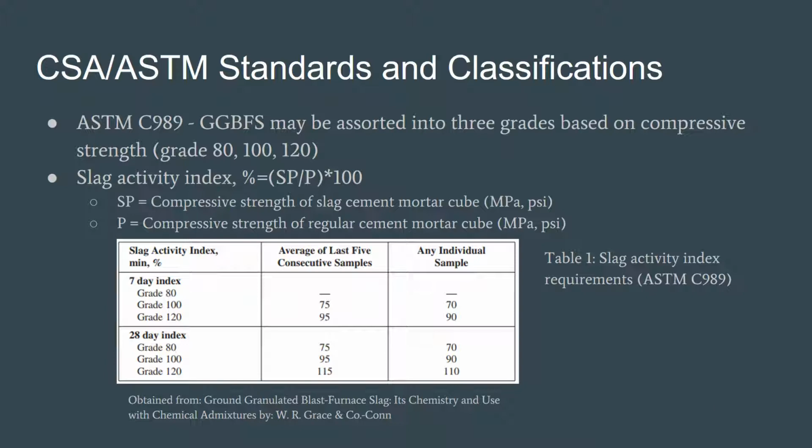It can be noted that in the table, at 7 days curing time, the slag activity index is less than 100, meaning that the cube without slag was stronger, though at 28 days for grade 120, the index became greater than 100. This is because the addition of slag slows down the hydration of cement, but results in an overall higher compressive strength at a longer time cured.